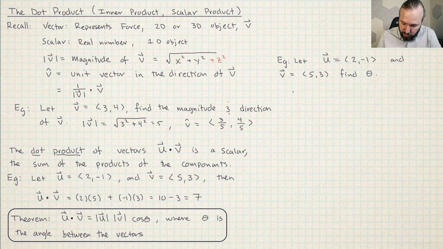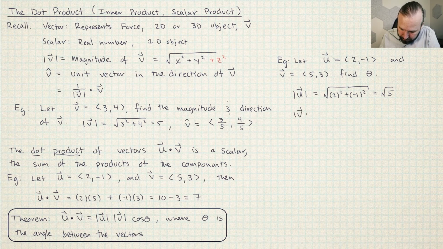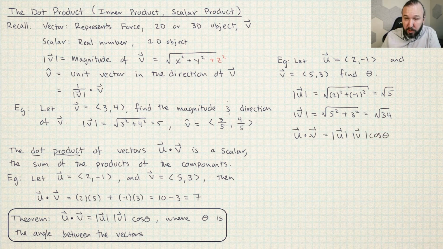So I need magnitude. So the magnitude of u will be the square root. I also need a magnitude of v. And now let's plug everything into this theorem about the dot product. Okay, so I worked out the dot product already. I got 7. And then the magnitude of u, that was the square root of 5. And then the magnitude of v was the square root of 34.